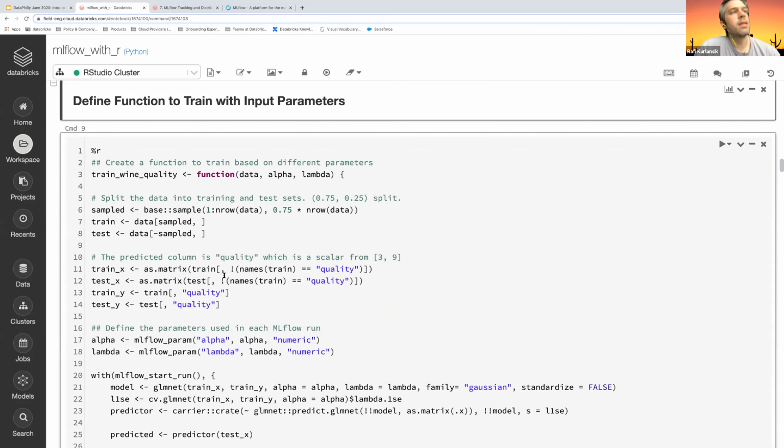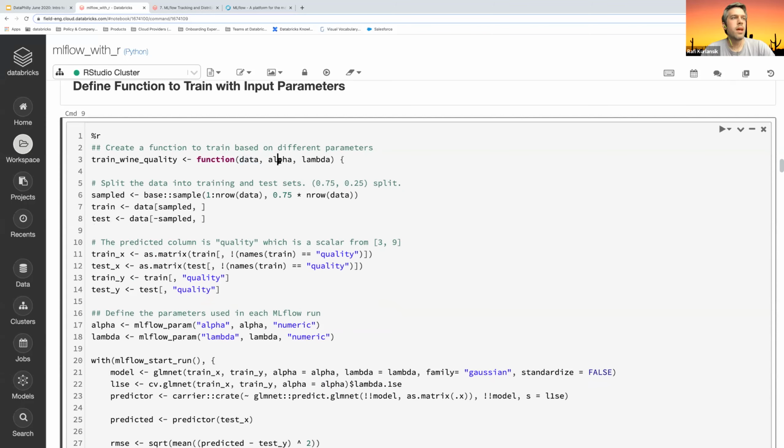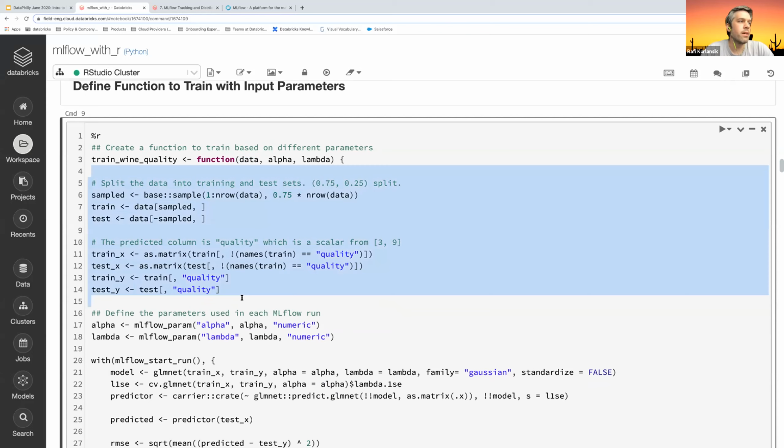Now, the next thing is, in this case, we're going to define a broader function for model training. We don't necessarily have to do this; we could just run the MLflow code outside of a function. It's just a nice way to organize the code, I think. So this train wine quality function takes 3 parameters: the data set that we're going to use, and then alpha and lambda as the hyperparameters for the model. And then everything from here until here is just really boilerplate data science code, in my opinion.